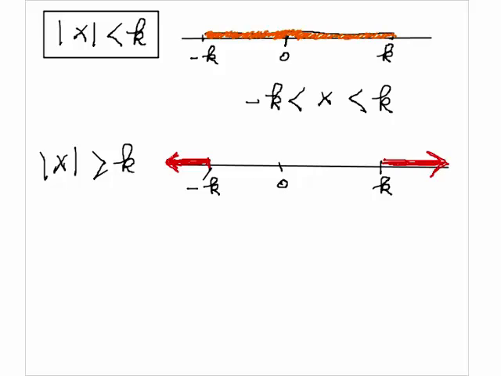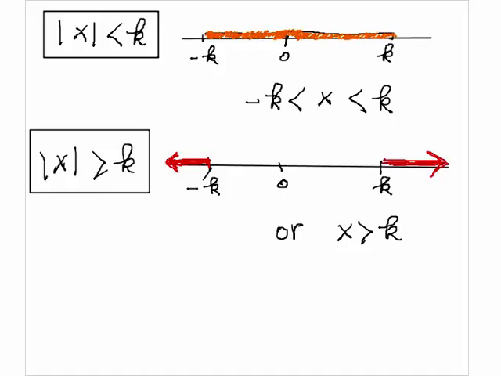So if I were going to change this inequality in terms of absolute value to the one without absolute value, then I would have to say all the numbers that are larger than k, or, so I'm going to include as well all the numbers that are less than negative k.